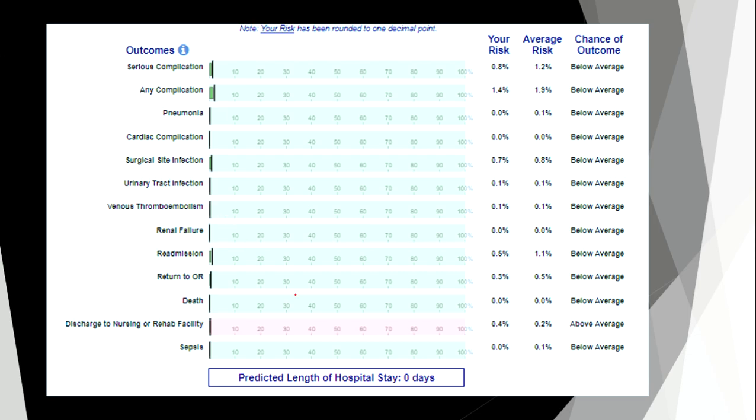Here we have predicted length of hospital stay, serious complications, any complications, postoperative pneumonia, cardiac complications, surgical site infection, urinary tract infection, venous thromboembolism, renal failure, risk of readmission after a specific type of operation, return to operating room, death, discharge to nursing or rehab facility, and sepsis risk.